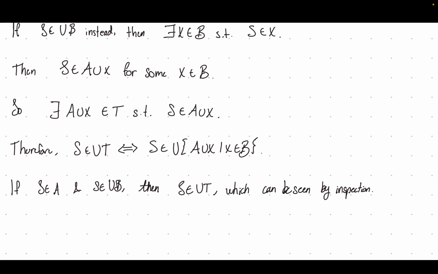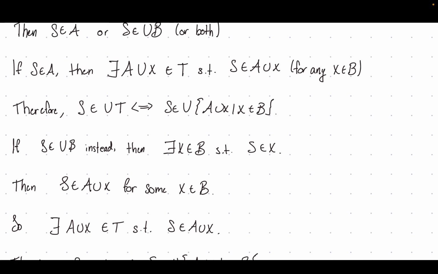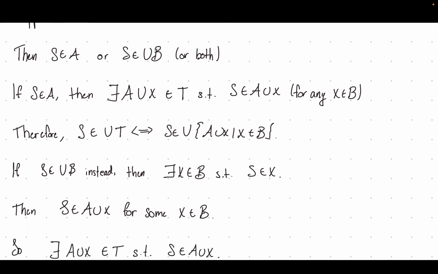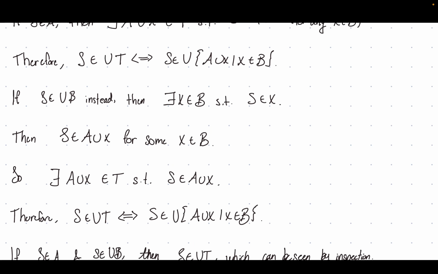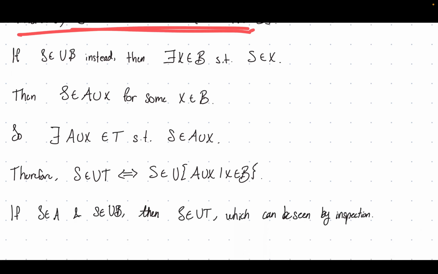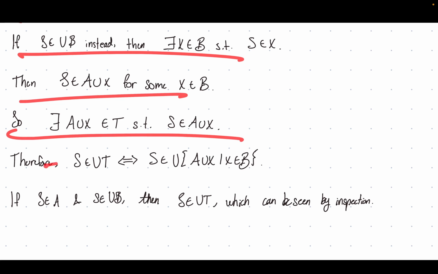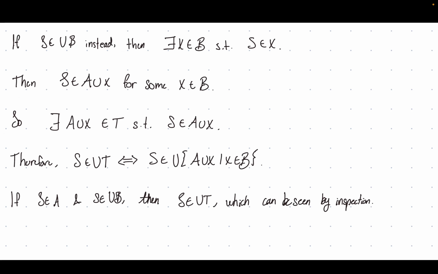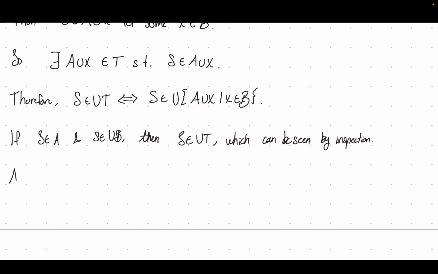I hope it's clear, just to make this point a little bit more clear, just because I don't want to write it out. That's the main reason I'm not doing it. But if S is in A and it's in the union of B, then both of these arguments apply. So if both apply at the same time, we definitely have S being in the union of T.